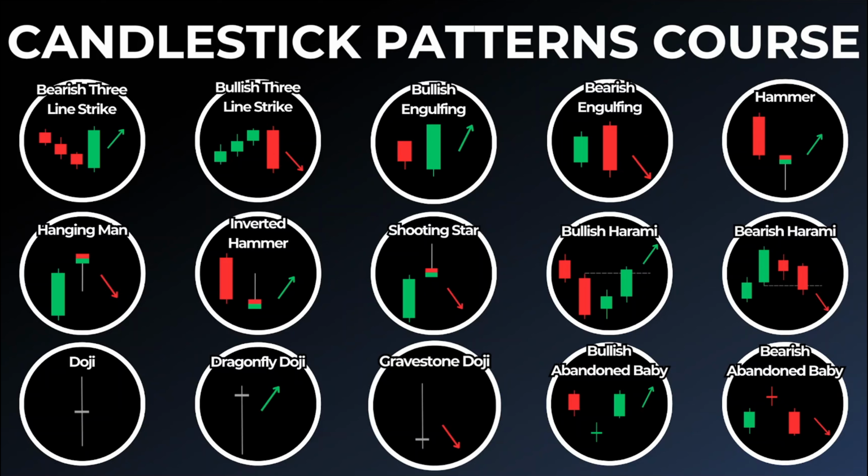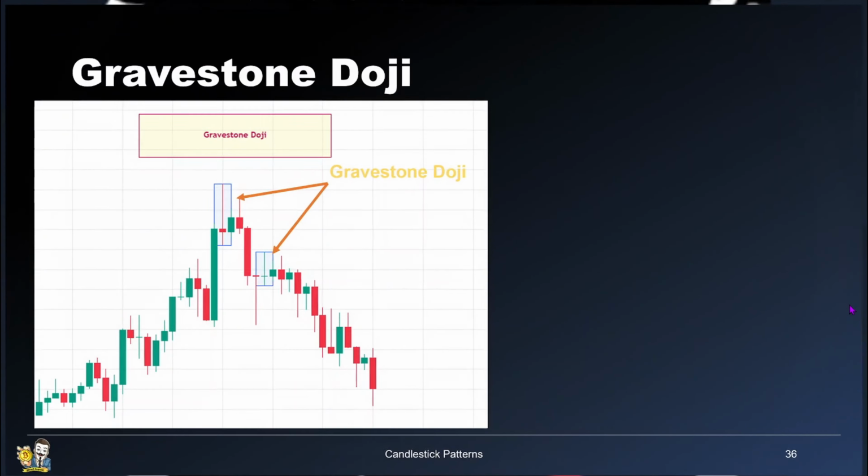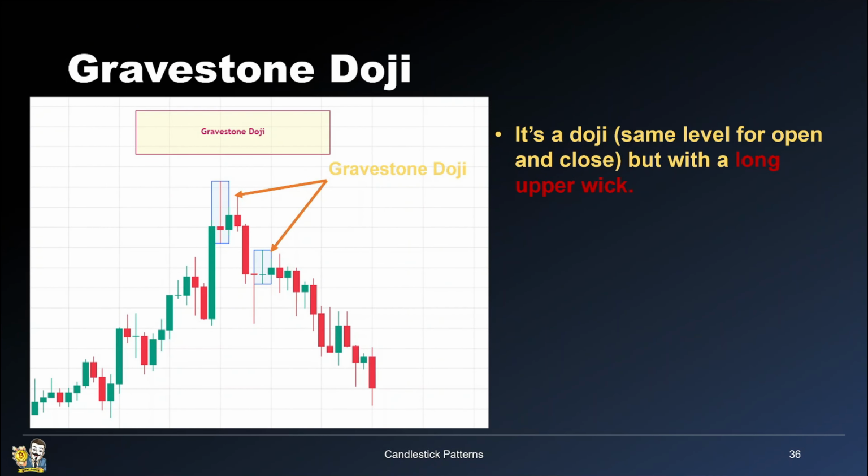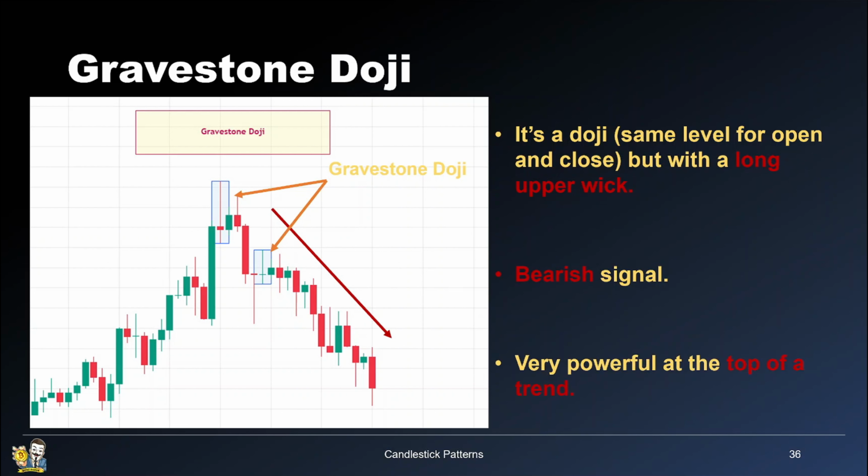About the Gravestone Doji. It's also a Doji, but with a long upper wick, making it the opposite of a Dragonfly Doji. This candle is a bearish signal, and it's very powerful at the top of a trend. In fact, in this picture, we can spot two Gravestone Doji, here and here. And we can see that the price drops sharply after these candles form.